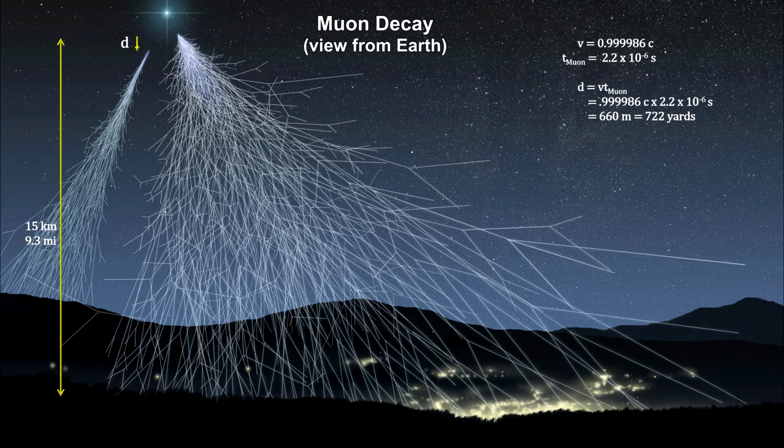Yet we measure about 1 per square centimeter per minute. That's around 90% of the estimated muons produced in the upper atmosphere, which is way too high a percentage, given the short half-life.